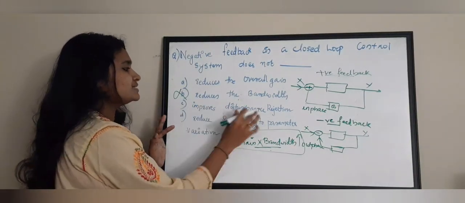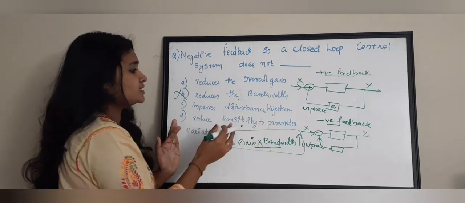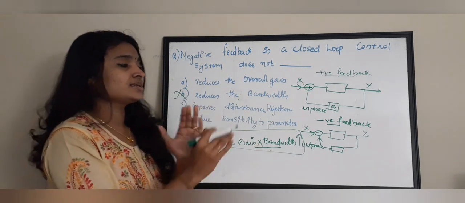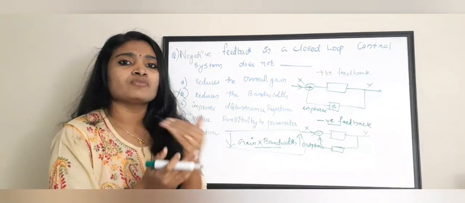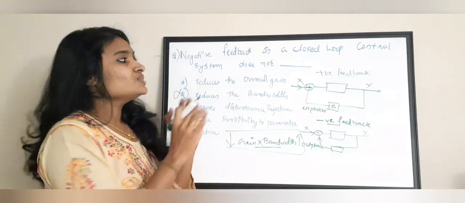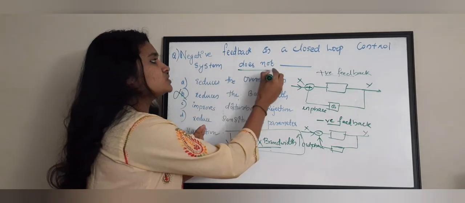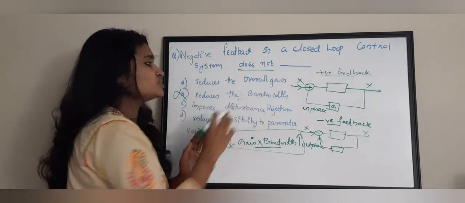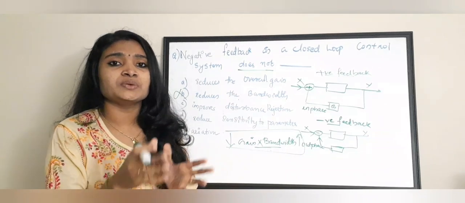So your option C is also right. Option D is reduce sensitivity to parameter variation. This is also right. Actually, this negative feedback will reduce or avoid the variation in the inputs. So from the four options, the wrong option we have to choose, that is "does not". So the wrong option here is option B, which explains that your bandwidth is reduced.